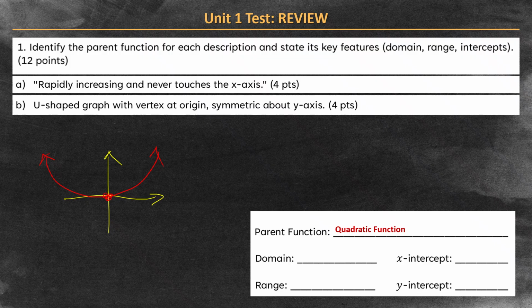Now for the quadratic function, you also may have written y is equal to x squared. That's absolutely fine. And as you can see, it's all real numbers for domain again. But range, it includes the (0, 0). Therefore, it's going to be y is greater than or equal to 0. Now the x-intercept is going to be the origin, and the y-intercept is also going to be the origin, (0, 0).